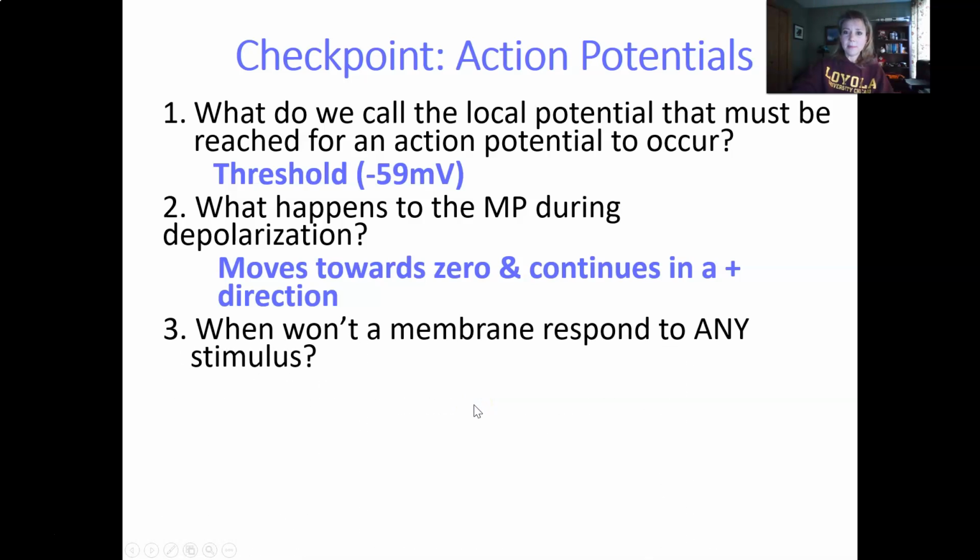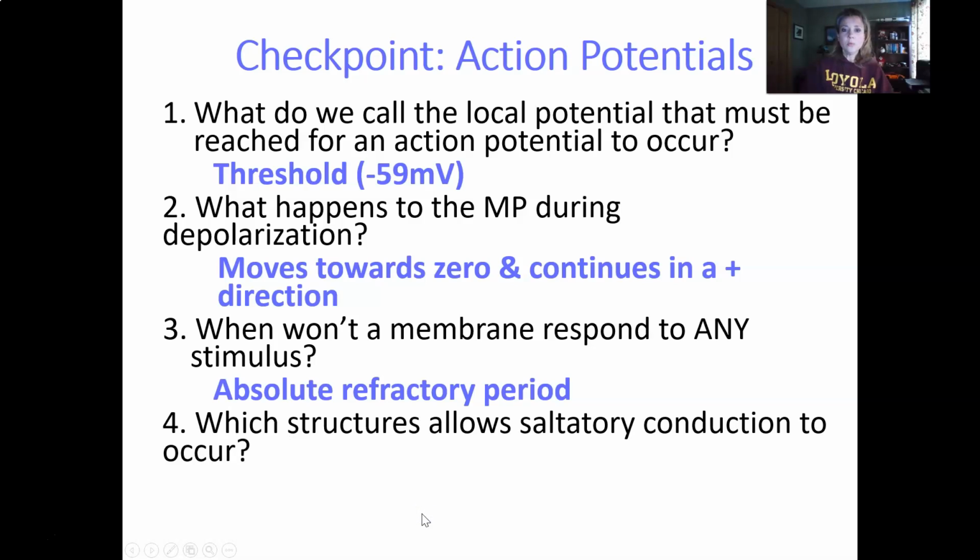When won't a membrane respond to any stimulus? No stimulus at all. What's the name of the phase? If you said the absolute refractory period, you'd be right. During the relative refractory period, only very strong stimuli, the ones occurring at a very high frequency, are the only ones that will generate an action potential in a cell that has just conducted a nerve impulse.